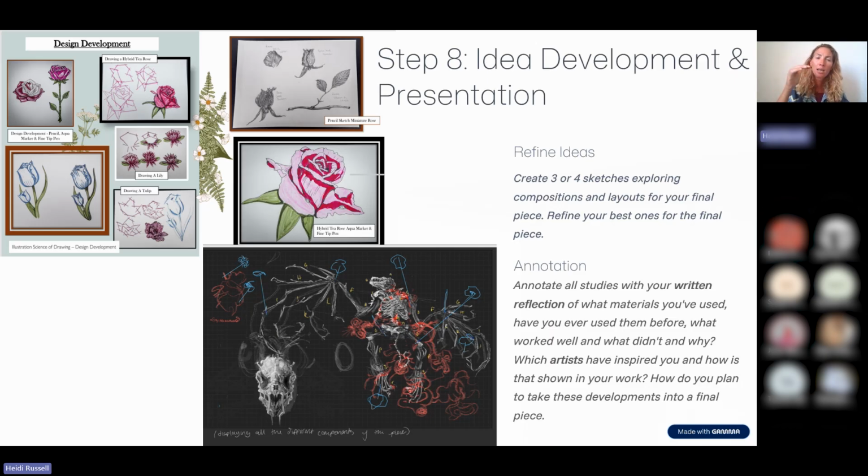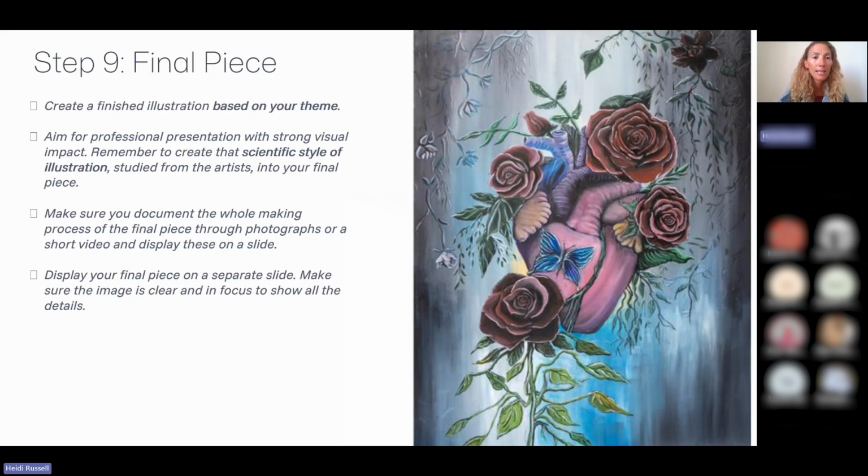Is it the really intricate pencil drawing, or the form that the flowers have made, say that's your theme? Is it anything like that that you think has been inspired from your artist research into this idea development and into your final piece? And then how do you plan to take these developments into your final piece, which is the next step? Step 9, your final piece.